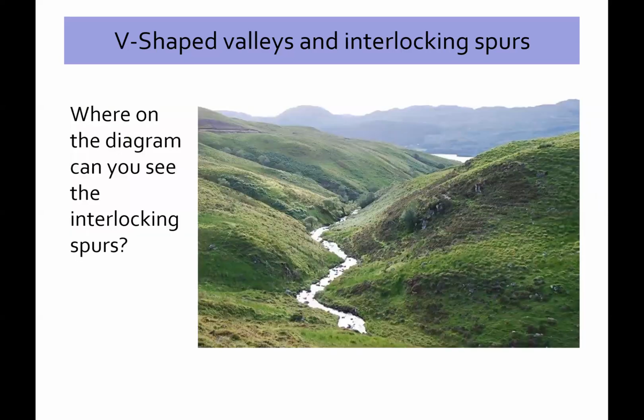So if you have a look back at this image, the one we looked at the start of the lesson, where on the diagram can you see those interlocking spurs? So where are those interlocking spurs on that diagram? They are here. Each one of those red lines shows the interlocking spur sticking out and your river having to zigzag through the middle.